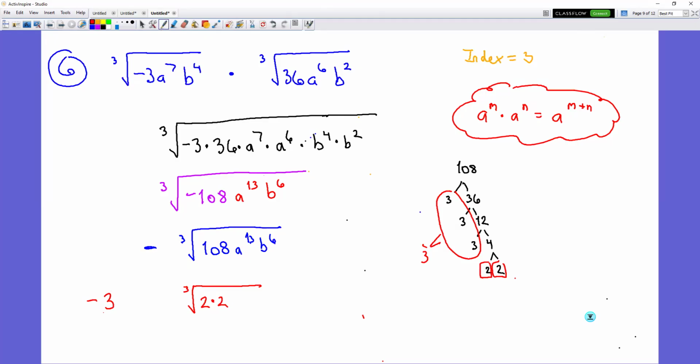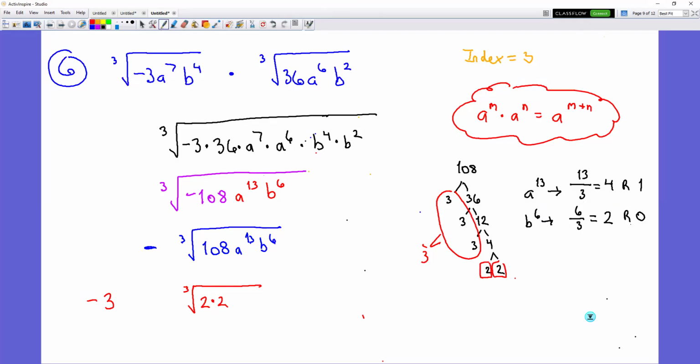So now we have a to the 13th and b to the 6th on the inside. We're going to start off by taking a to the 13th. What that means is we take the exponent, 13, and divide it by the index, which is 3. How many times does 3 go into 13? That goes in 4 times with a remainder of 1, because 3 times 4 is 12, so you have 1 left over to get to 13. Then for b to the power of 6, we take 6 and divide it by 3. That means we have 2 with a remainder of 0, because 3 goes into 6 twice, no remainder.